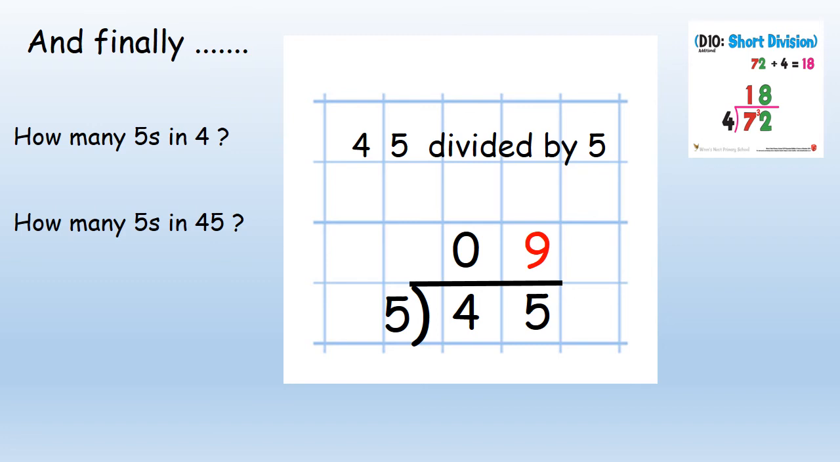Now, who can tell me, was there any need for me to put that 0 in the tens column? There wasn't really, was there? Because a 0 before a 1 doesn't actually mean anything, does it? So there's no need to write that 0 down. I just did it to show you that you couldn't actually fit any 5s into 4. So 45 divided by 5 equals 9.